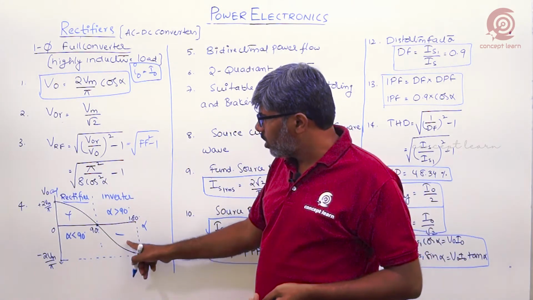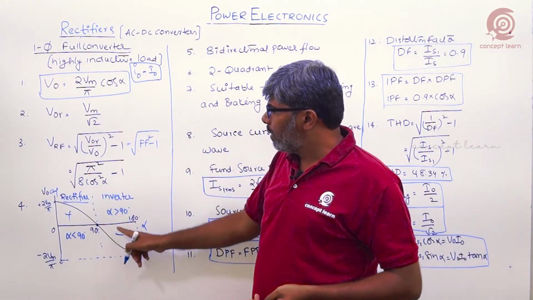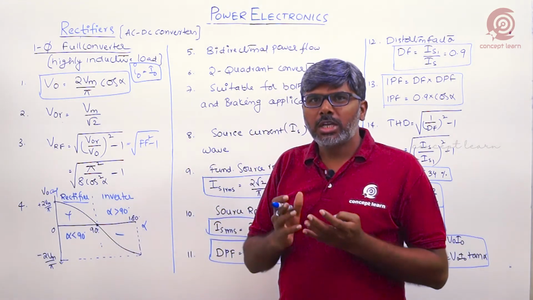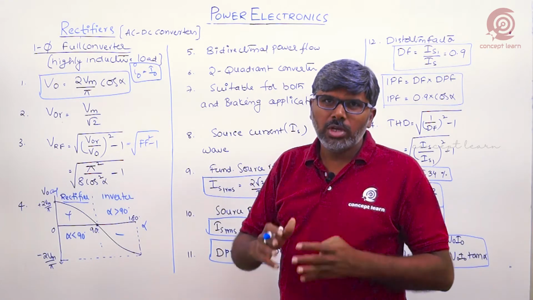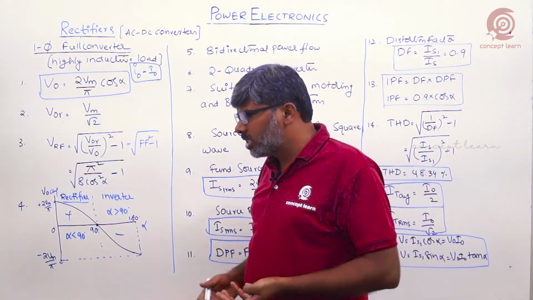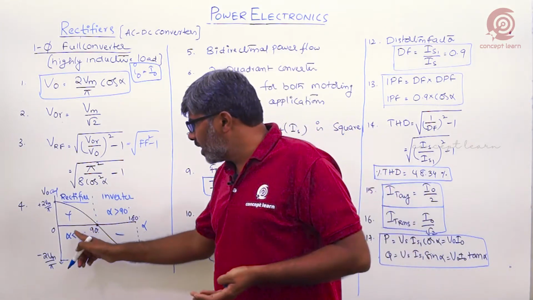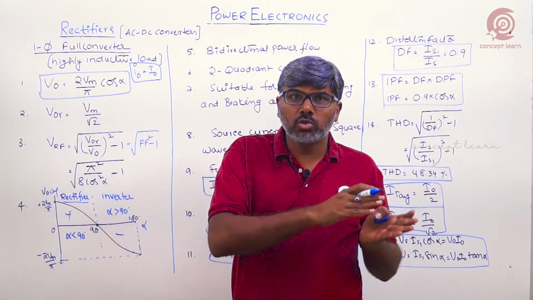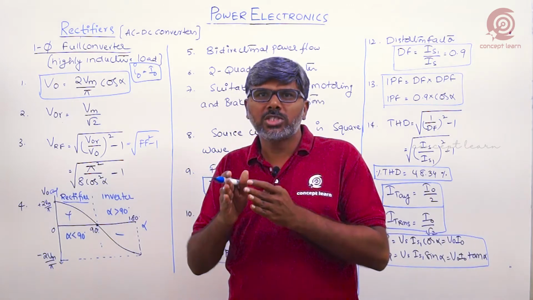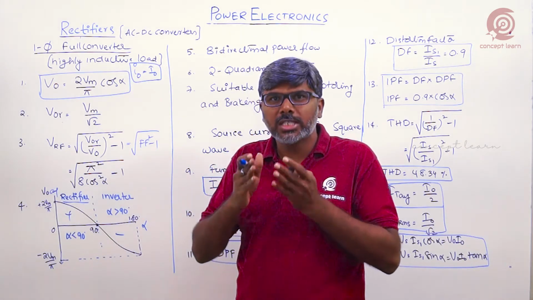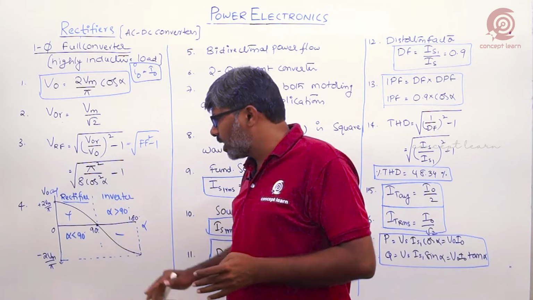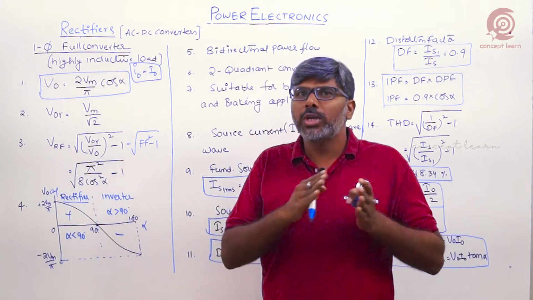This is minus V naught into plus I naught, so power is negative. We know that if the power of an element is negative, it delivers power. Delivers means power now flows from the DC load to the AC source. When alpha is less than 90, power flows from the AC source to the DC load. AC to DC is called rectification, right? That is why it acts as a rectifier. When alpha is greater than 90, power flows from the DC load to the AC source.